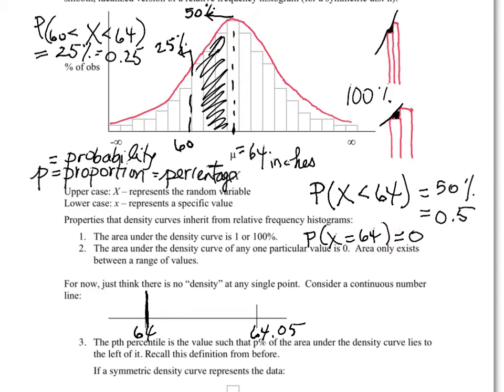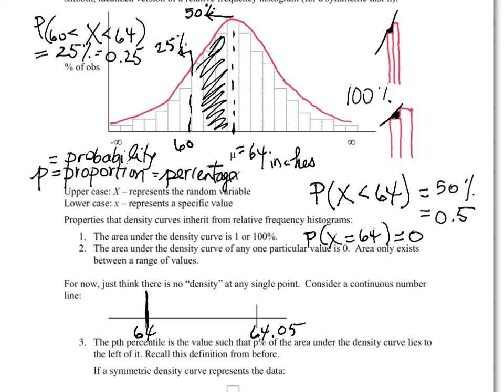The third point about density curves is that the pth percentile is defined such that p% of the area under the density curve lies to the left of it, including itself. So, just like we've been doing here, we would call 60 the 25th percentile because 60 is where, to the left of it, 25% of the observations reside.